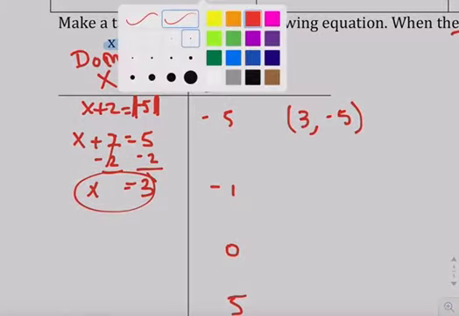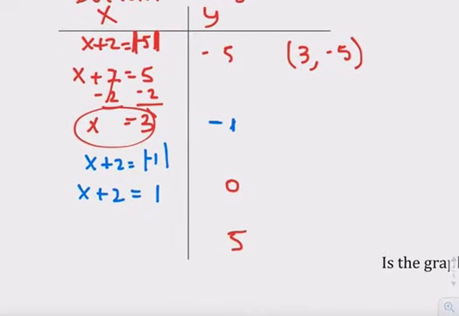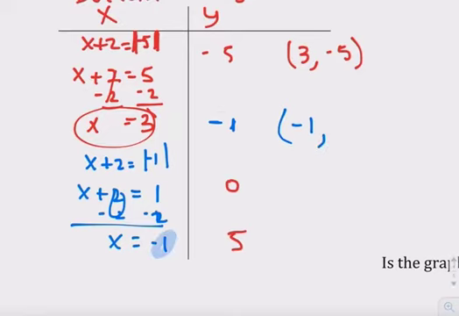Then we need to substitute in -1 for y. We have x plus 2 equals to absolute value of y. In place of the y, you put in -1. Absolute value of -1 is 1. X plus 2. X equals to -1. So it's -1 from here, and this -1 there from the y.